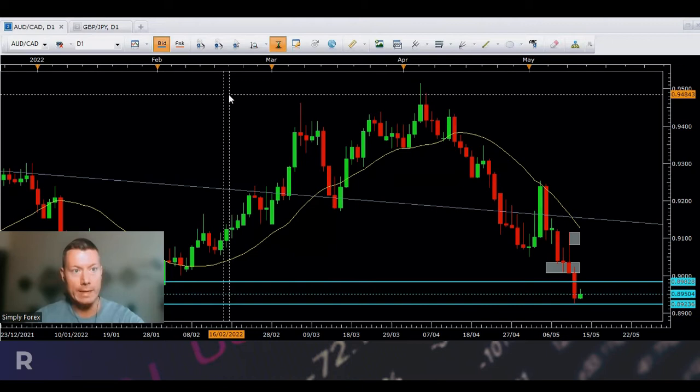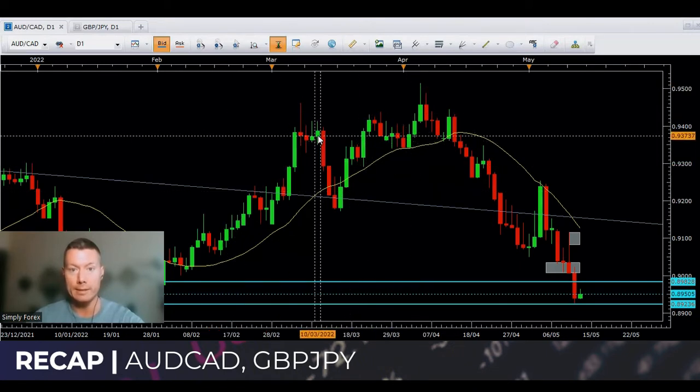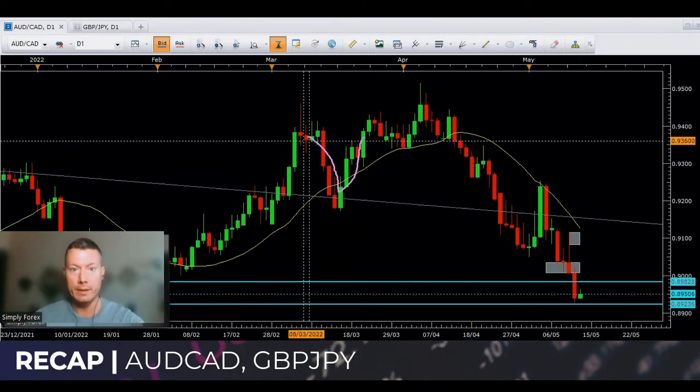Right guys, so recap of yesterday. We've had two potential trades from yesterday. The first one is this. This is the Aussie dollar against the Canadian dollar. So it was in an uptrend, higher highs, higher lows, higher highs. But then these lows here broke. They broke, retested that low, and then it's been in a downtrend ever since.